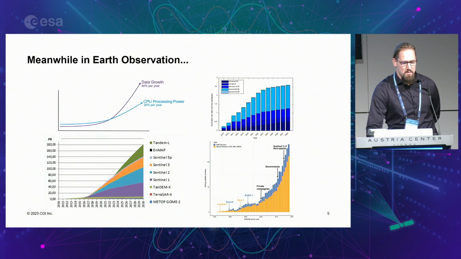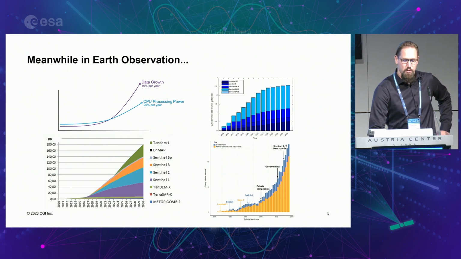Because of this. At the same time, in Earth observation, you could also see that the data growth is kind of exponential, and also in the next years to come with the new missions flying, we will have a lot more data produced, which we somehow need to process, and purely with CPU power, it will just not be sufficient.